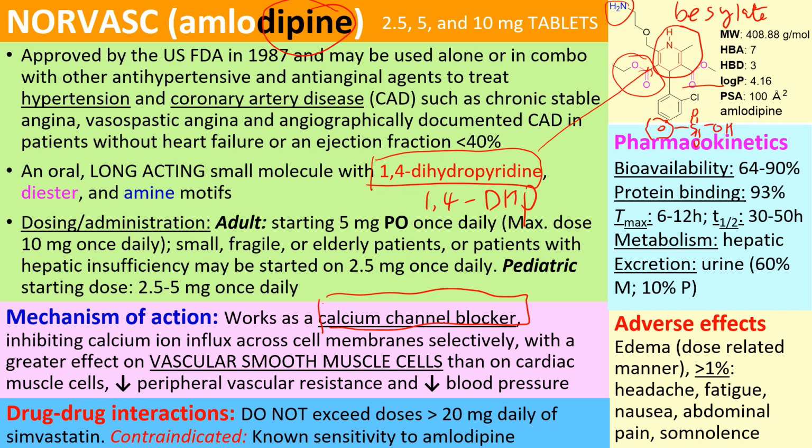Pharmacokinetically, bioavailability ranges from 64 to 90%, protein binding 93%, Tmax 6 to 12 hours, half-life 30 to 50 hours, so it's a pretty long half-life for this one, and therefore it's once daily dosing. Metabolism, hepatic, so mainly metabolized in the liver. Excretion, urine, 60% as metabolites and 10% as the parent drug molecule.